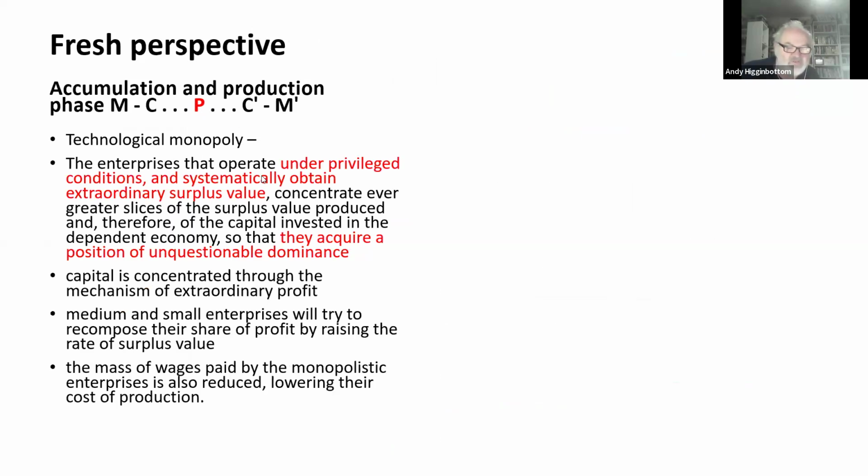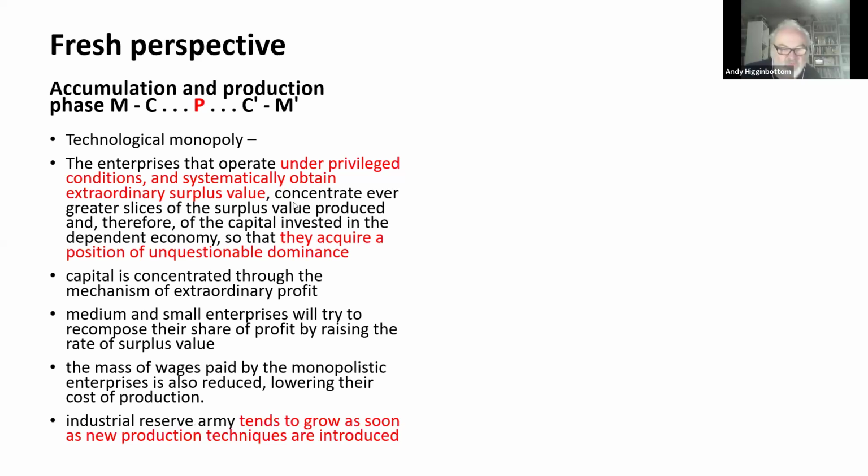And what Marini emphasizes here is the technological monopoly. The bigger companies work under privileged conditions. They have access to more advanced technology, and that allows them to gather, to keep, an extraordinary surplus value. And they are definitely dominant as a result. They can produce with better machines, therefore more cheaply, and they can get more surplus value from the production than their competitors who don't have access to the latest machinery.